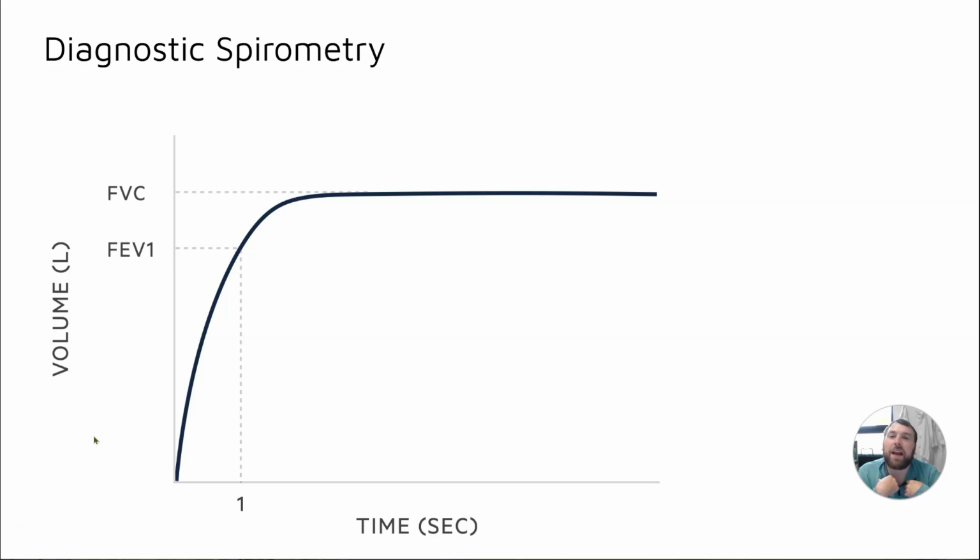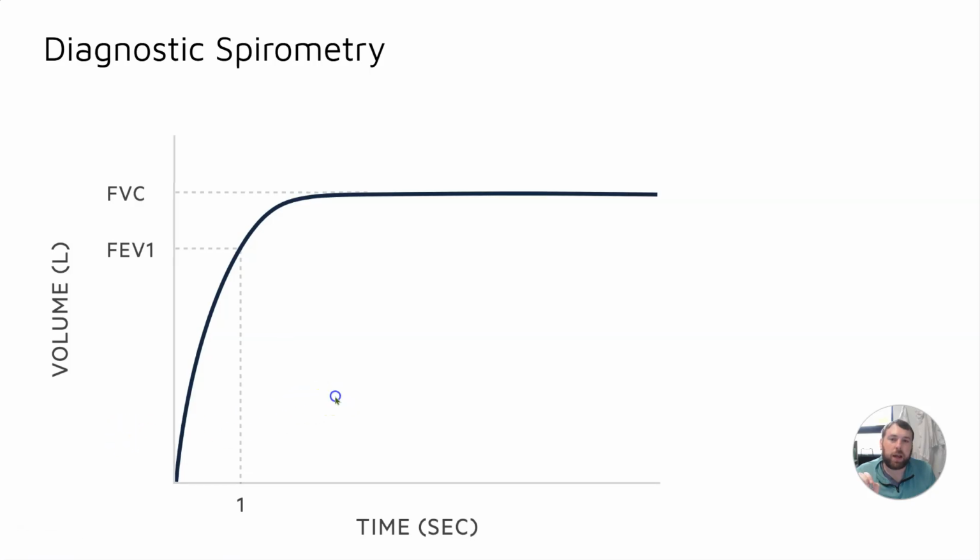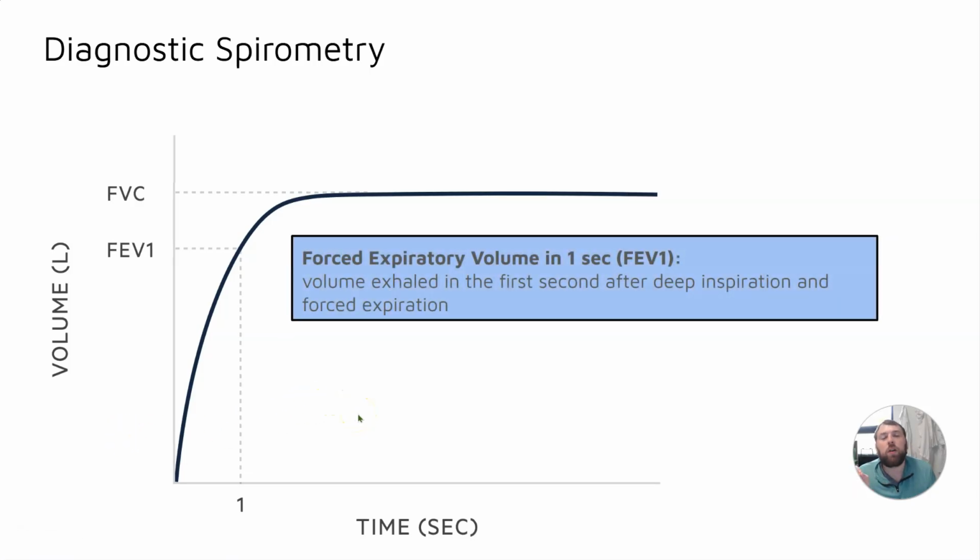In this case, I've asked the patient to exhale as quickly as possible, as maximally as possible. Get as much air out as fast as they can. And by doing so, there are two values that we can look at. There is the forced expiratory volume in 1 second, aka the FEV1, and that is the volume exhaled in the first second after a deep inspiration, deep breath in, and a forced expiration, all the air coming out at the same time. And you can see that value is 1 second into the graph. We just find that volume right there.